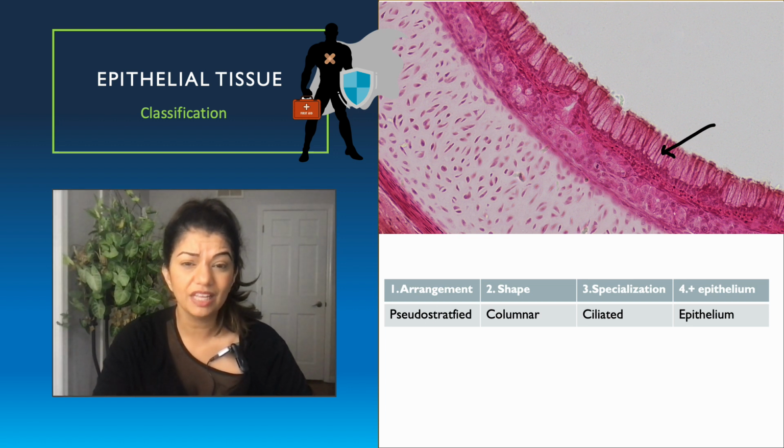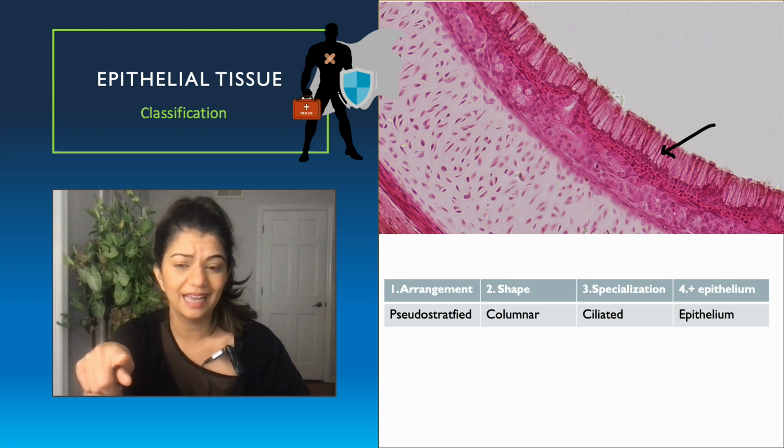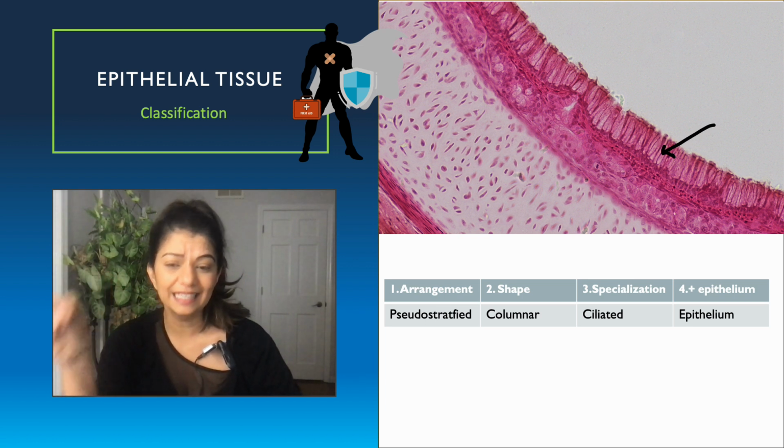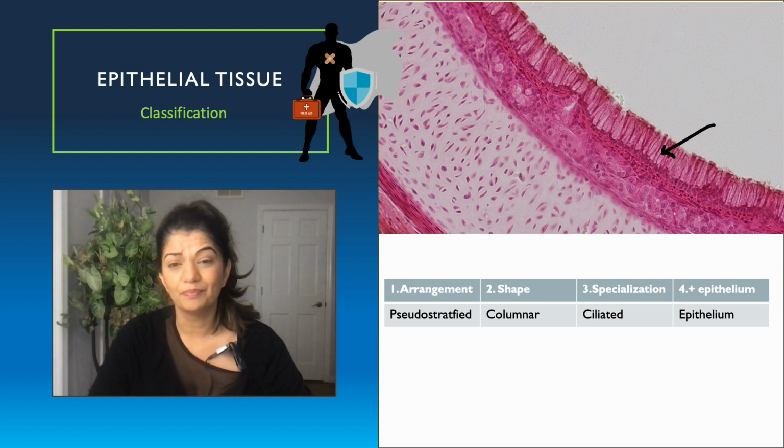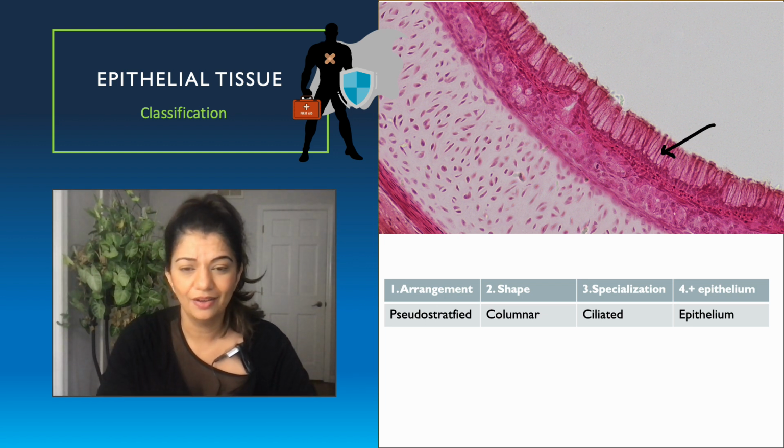So pseudostratified columnar epithelium, but we want to add ciliated because we see that there's some cilia in there. So pseudostratified columnar ciliated epithelium is found in the respiratory tract, where maybe not all of the cells have cilia, but some do. So again, this is an example of how you could figure it out. So hopefully this was helpful and makes sense.